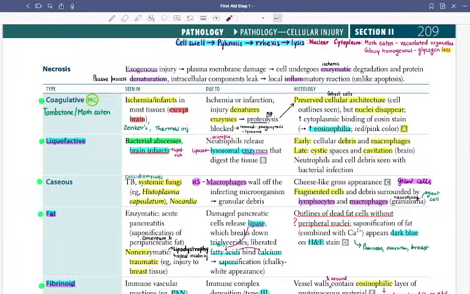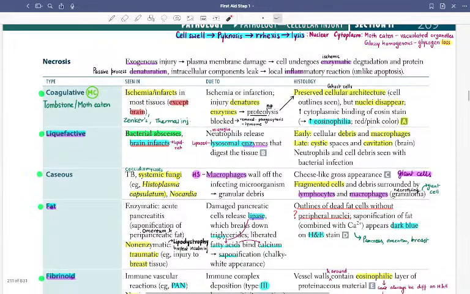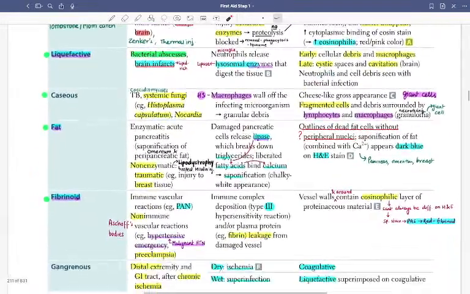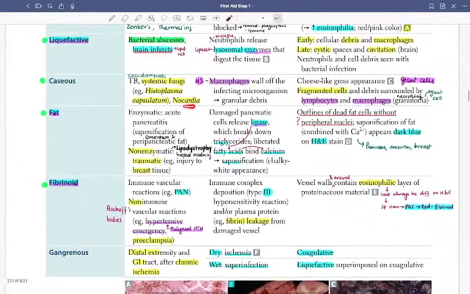Neutrophils clear cellular debris, similar to bacterial infection. Caseous necrosis is seen in TB, systemic fungi, histoplasma, nocardia, coccidioidomycosis. Macrophages wall off the granular debris. Cheese-like cheesy appearance, giant cells, lymphocytes, macrophages mainly. Granuloma, necrotizing granuloma.